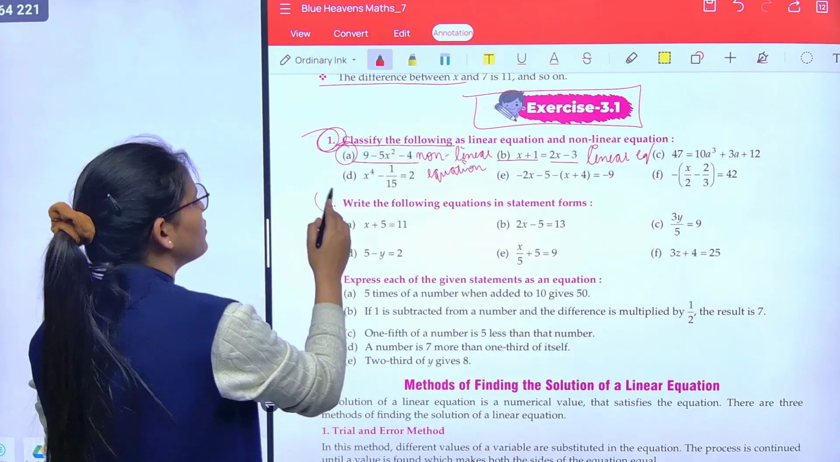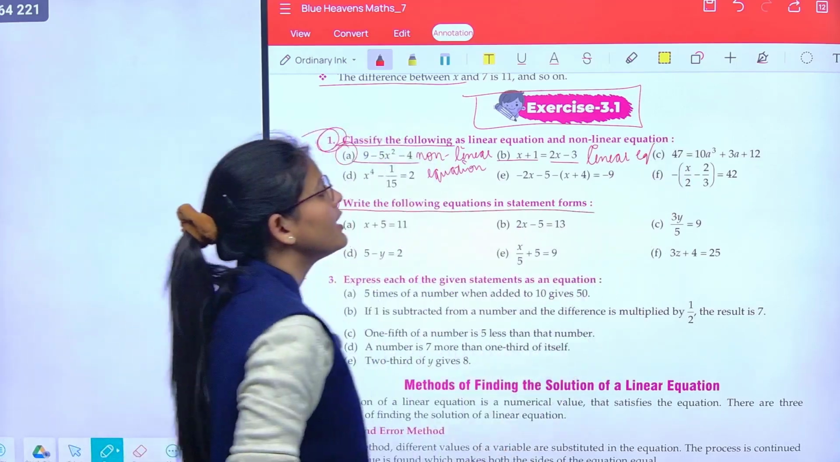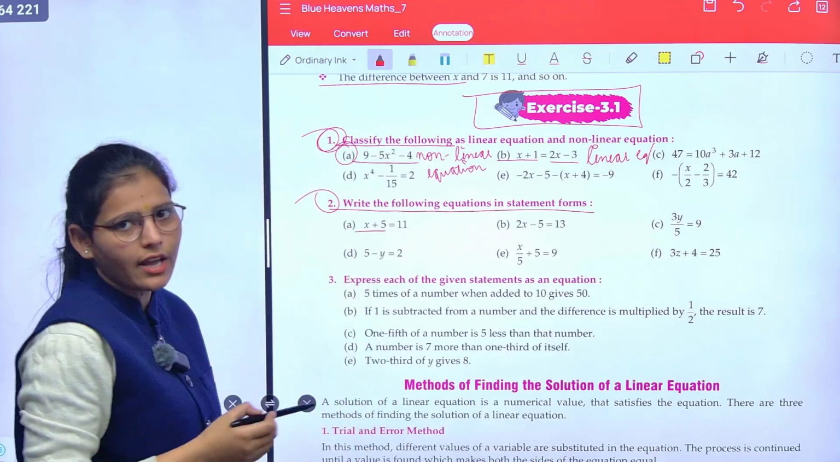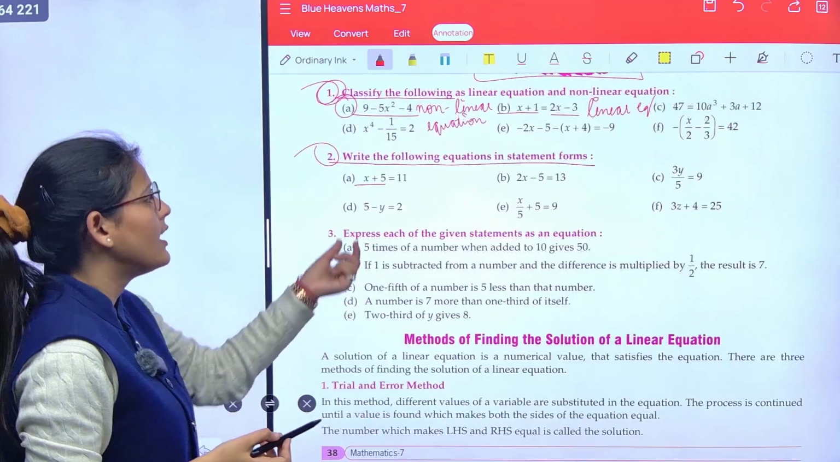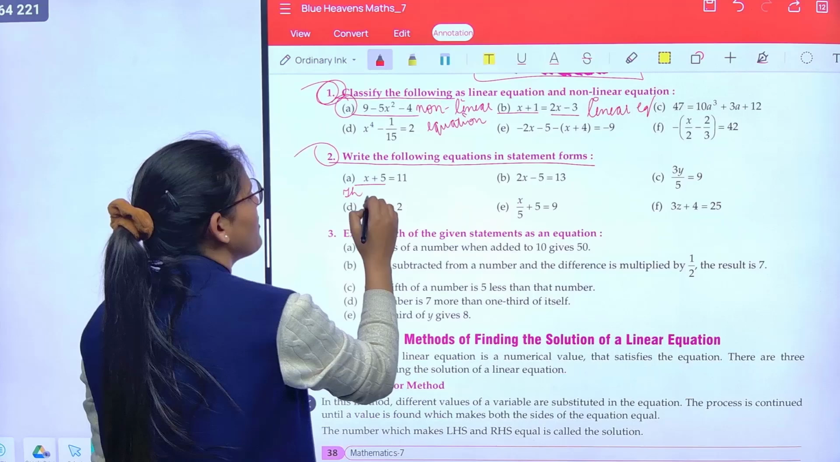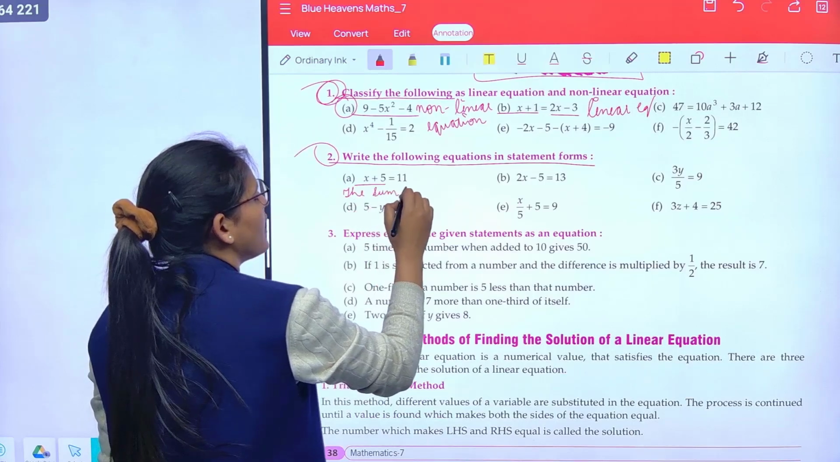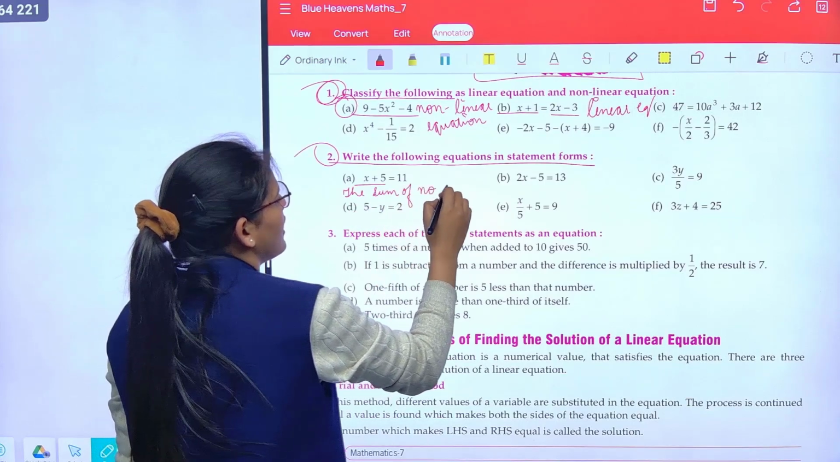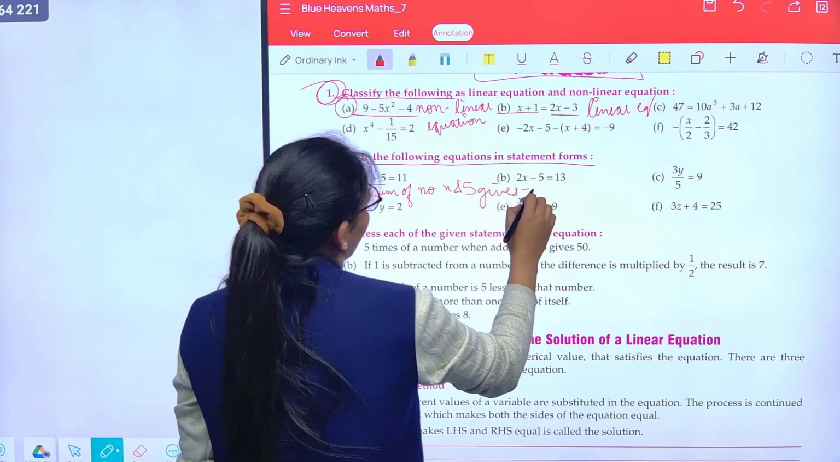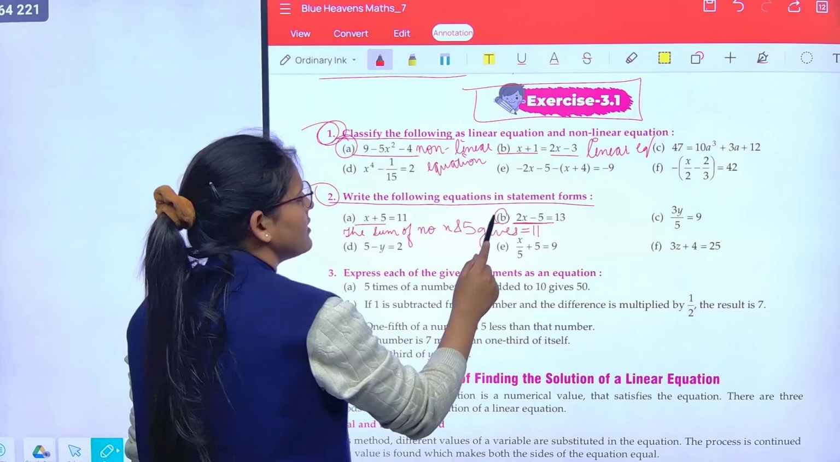Come on, question number 2. Write the following equations in statement form. Now class, the number x plus 5 gives 11. The sum of, class, you can write, the sum of numbers x and 5 gives 11. Now class, see the B part.